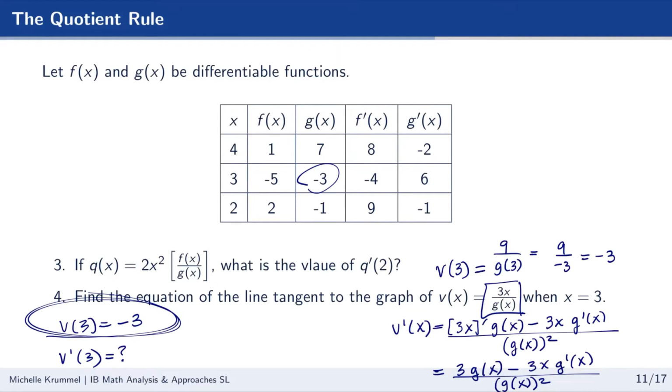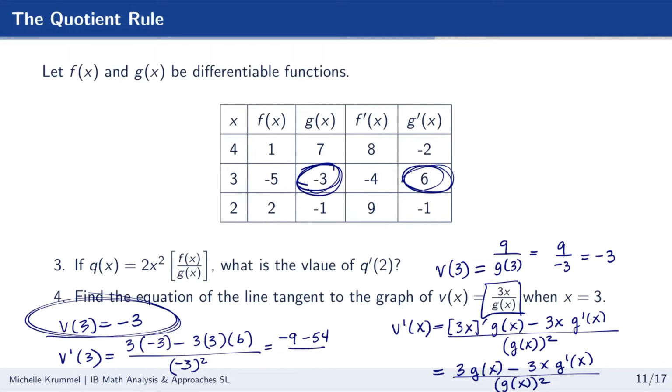Now I want to find V prime of 3. V prime of 3 equals 3 times g of 3. g of 3 is -3. Minus 3 times 3 times g prime of 3. g prime of 3 is 6 over g of 3 squared. So g of 3 is -3 squared. So it's -9, and then I have 3 times 3 times 6, which is 54. It's 54 over 9. So -63 over 9 is -7. So that is V prime of 3.